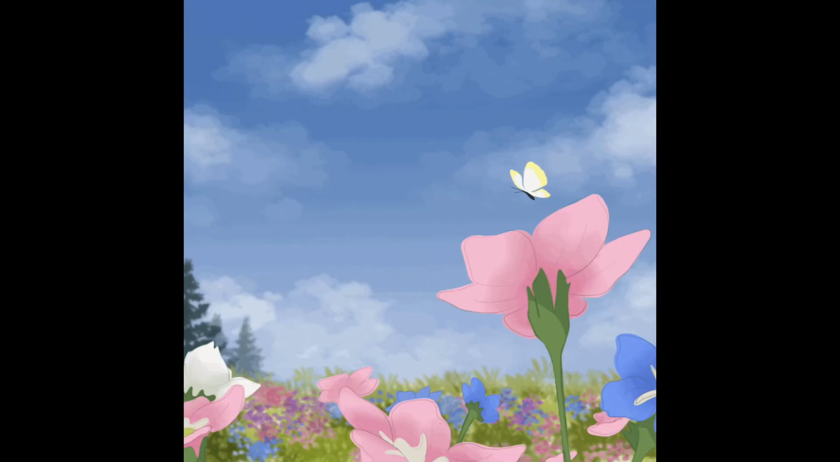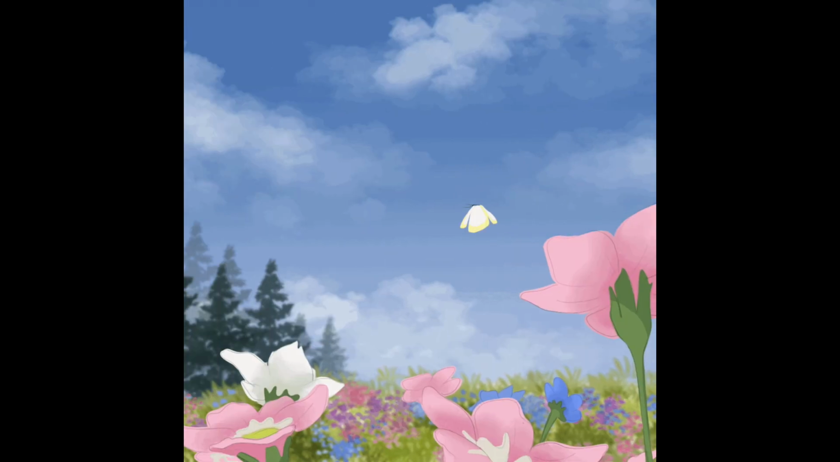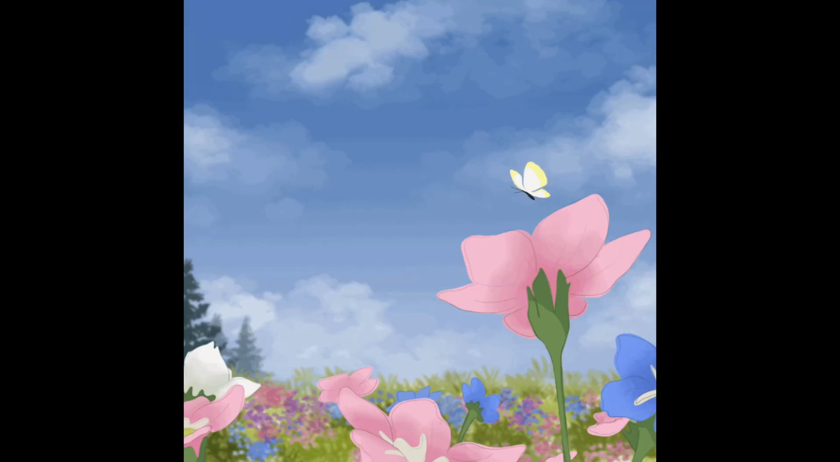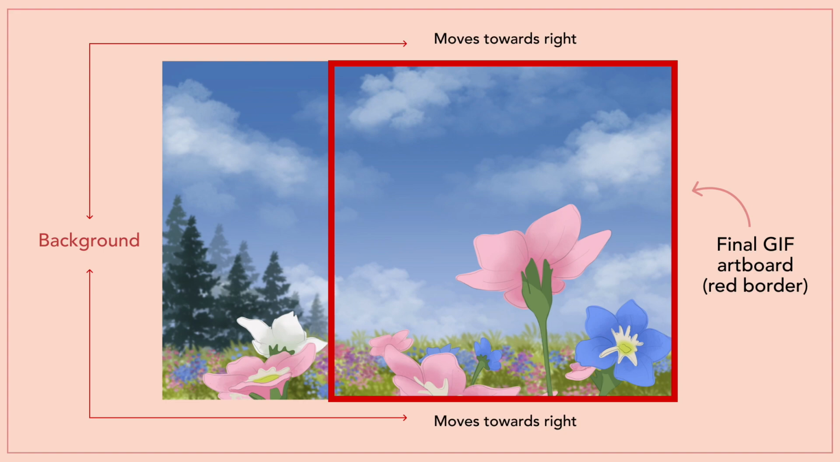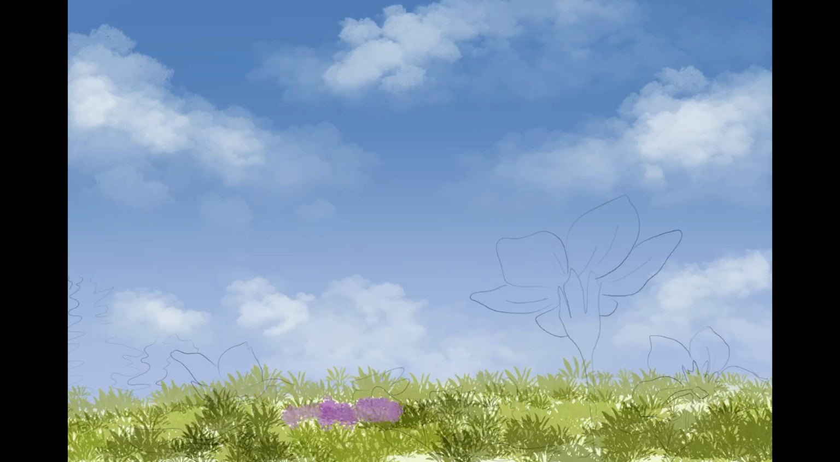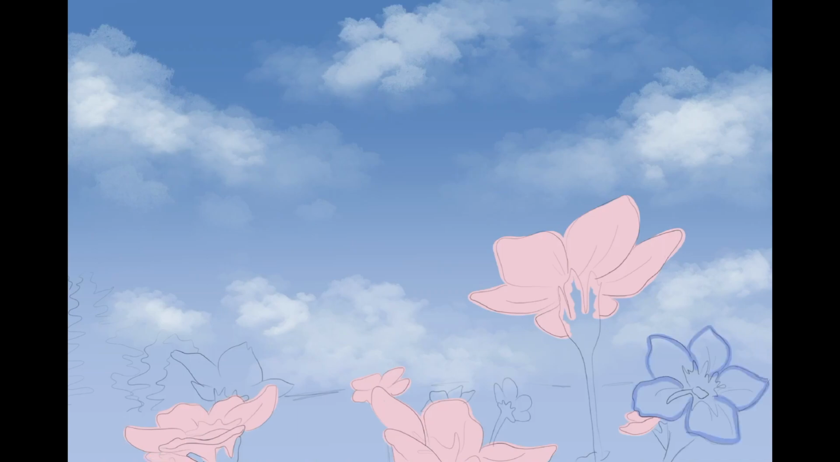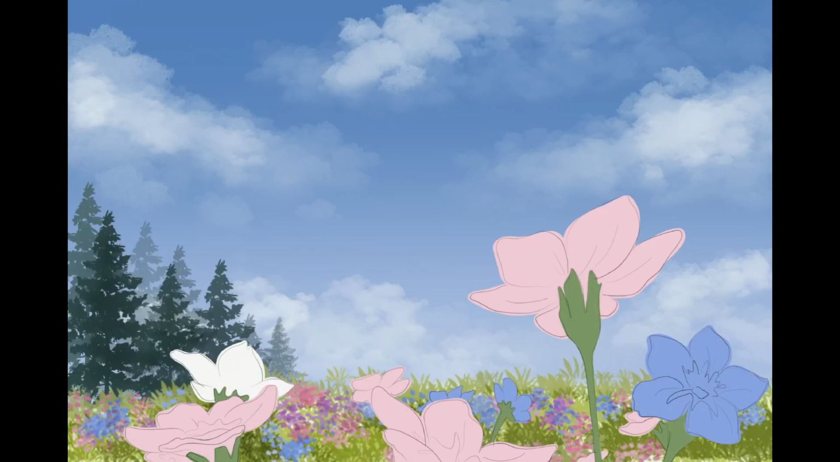So there are three things that are happening. First, we are going to be looking at the background. If you want the background to move towards the right, what we are going to do is make it slightly wider than the actual artboard we are going to be using to create the GIF, so that we can shift it towards the right. So here I created the background in this landscape format, and the final GIF is going to be in a square format. Make sure that the height is the same on both.